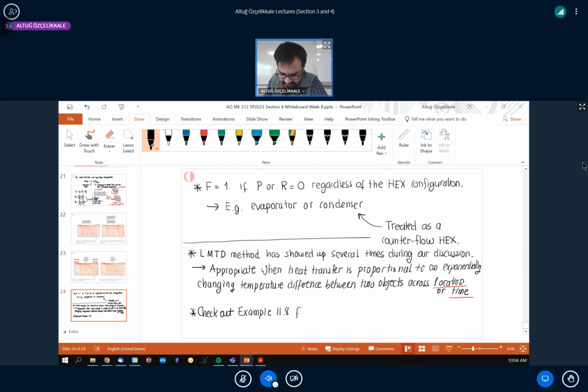example 11.8 in your textbook for a reinterpretation of the lumped capacitance method. The problem associated with the lumped capacitance method, you can solve it with the lumped capacitance method. It turns out that the formulation is actually leading to a log mean temperature difference method.